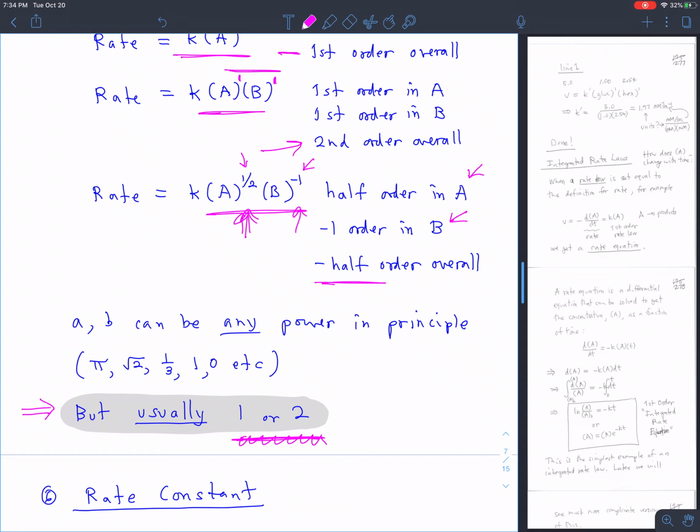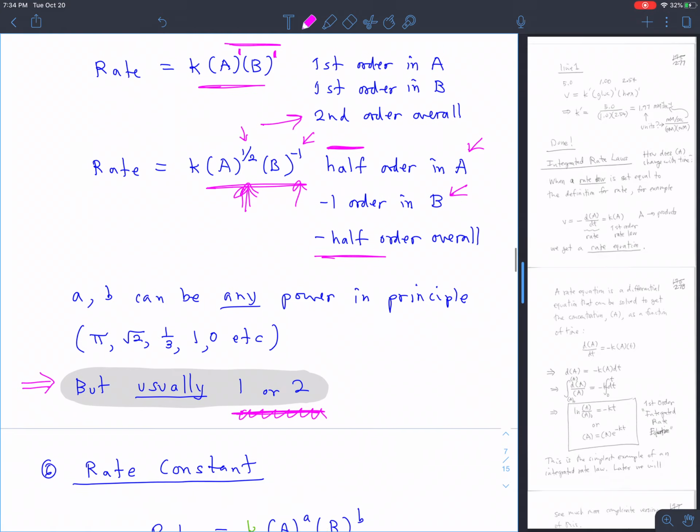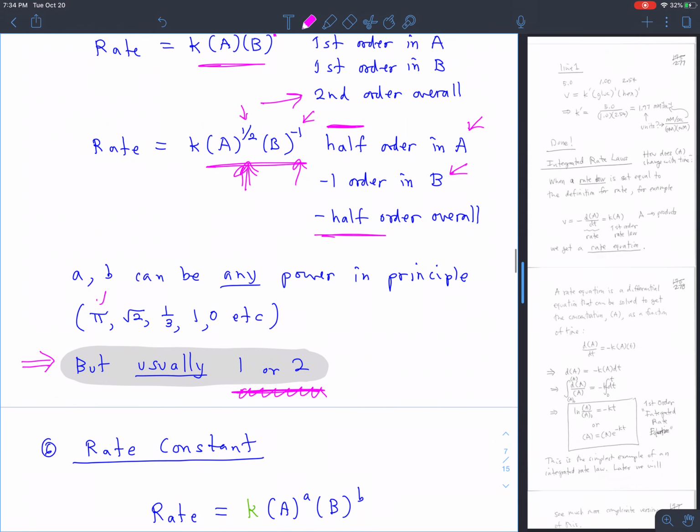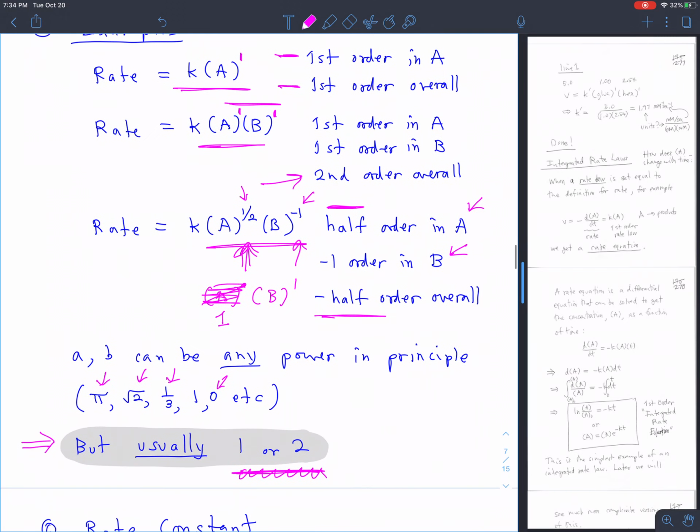So there's no limit, and don't be shy about talking about half orders. I say here that you can have orders of pi, or the square root of 2, or 1/3, or 1, or 0. If I put a 0 here, A to the 0 power, B to the 1, well, A to the 0 power is always a 1. So that's basically saying A isn't in there at all. That's perfectly fine. That means it's 0 order in A. In a formal sense anyway, every rate law is 0 order in everything that doesn't appear. It's a little bit not useful, but it's totally true.